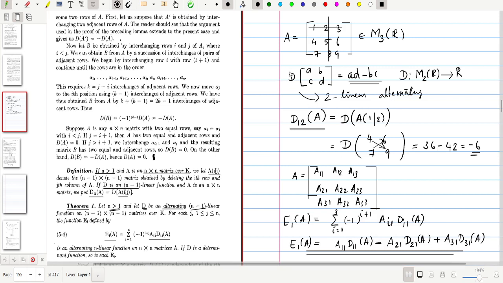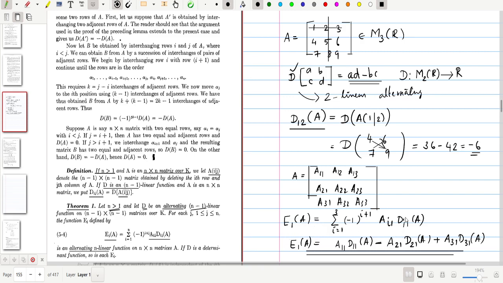If this d is a 2 linear alternating function, then we will prove that E1 of A is 3 linear alternating. In a similar fashion, you can define E2 of A and E3 of A by replacing this 1 by 2 and 3. So using a 2 linear function, or n minus 1 linear alternating function, you can construct more than one n linear alternating function. However, we will later show that these are all the same function, so there is nothing new about E2 and E3.